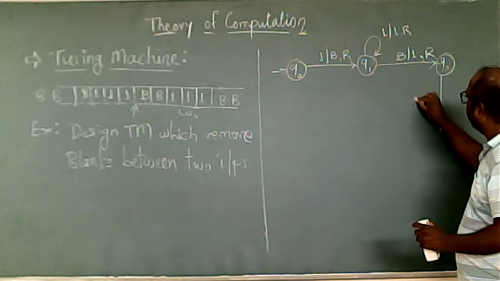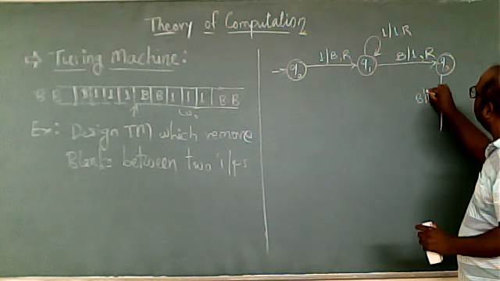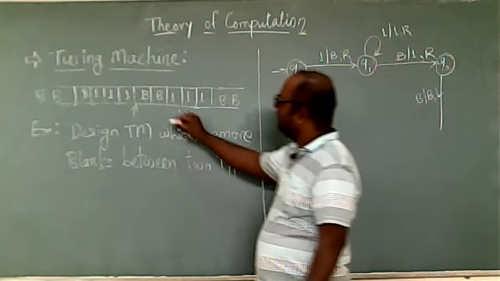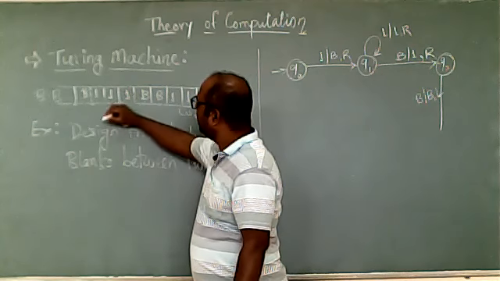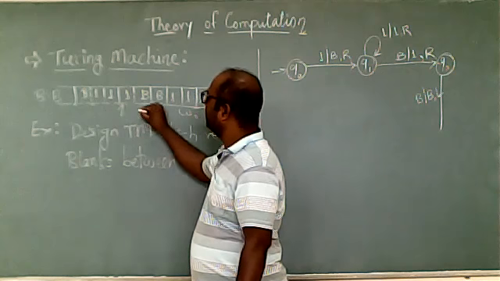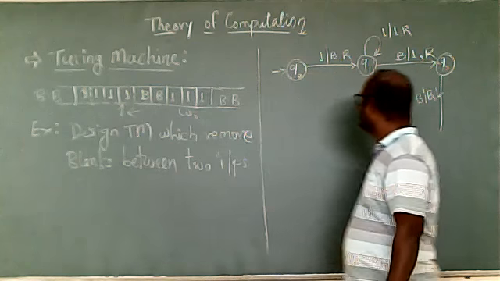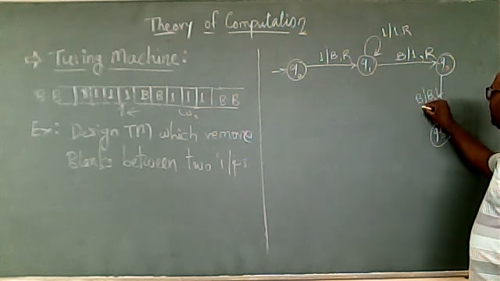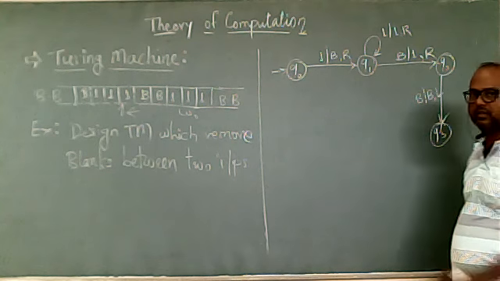If I am getting again blank, keep this blank as it is and change the direction. That is left. If it is getting blank, keep blank as it is and change the direction. Left. Change the direction. So that will be Q3. So blank, keep as it is, blank and left.